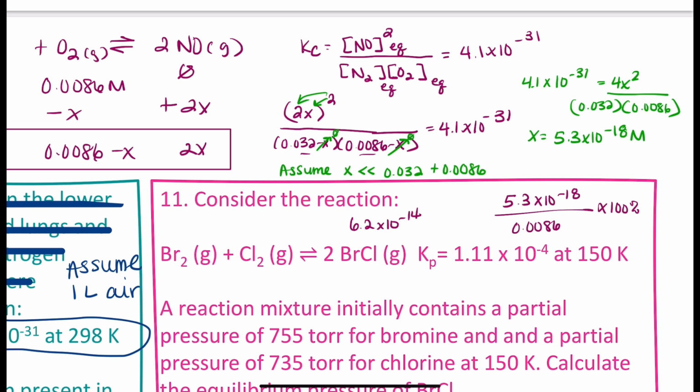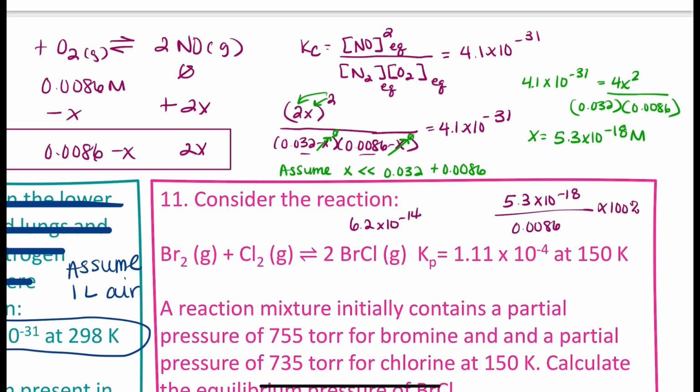So if I ask you to check your assumption, that's how you check it. How much was x worth? How much did you ignore? And it was just a single x. I don't have to multiply it like I did the last one. It's not like multiplied by 2 or 3. Then divide it by what you've ignored it from and multiply by 100. You're representing the amount reacted compared to the start. My assumption is valid, so I was able to use the 5% rule.